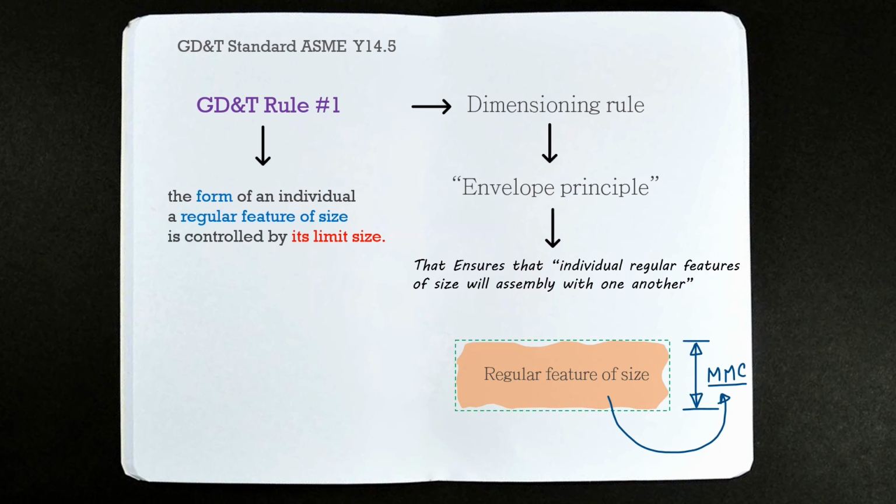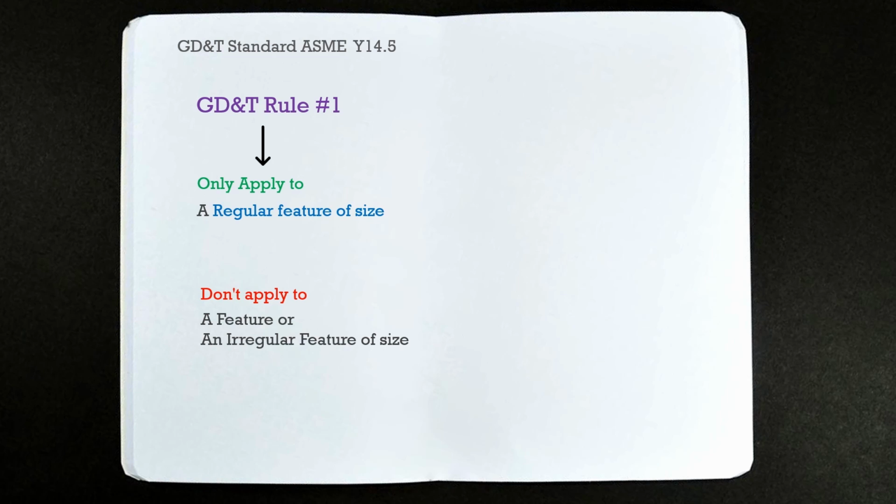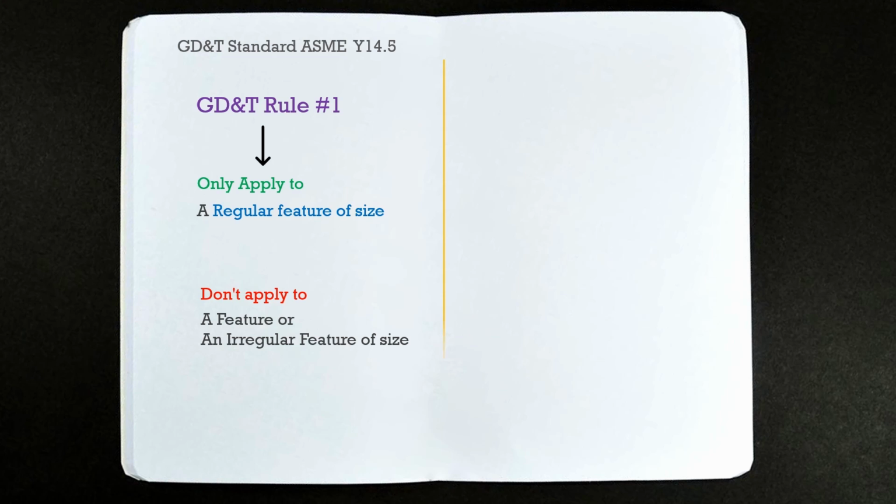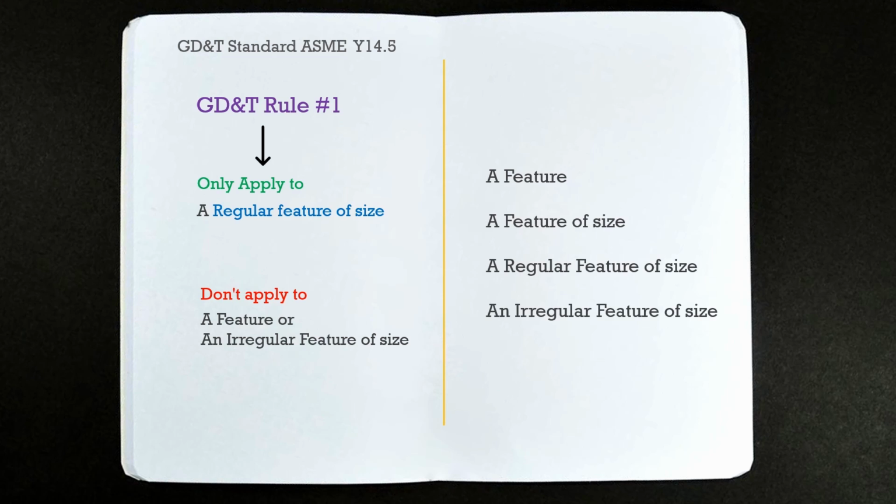And most importantly, the GD&T Rule 1 definition: the form of an individual regular feature of size is controlled by its limit size. So yes, GD&T Rule 1 applies only to a regular feature of size, not to a feature of the part or to an irregular feature of size. So it is very essential to know what is a feature, what is a feature of size, what is a regular feature of size, and what is an irregular feature of size.